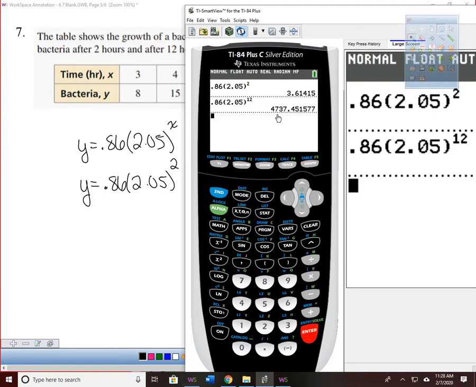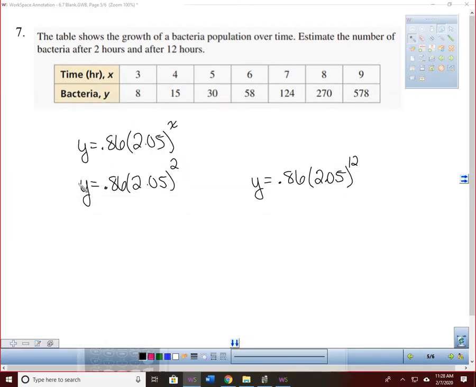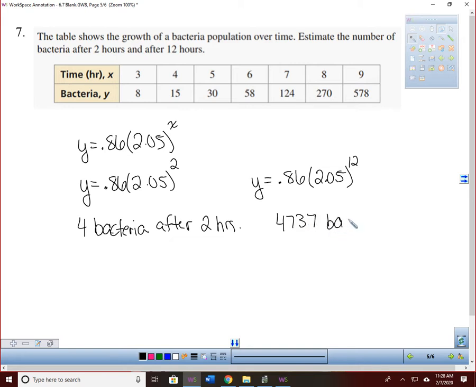So after 12 hours, we're at about 4,737. So a lot more bacteria after 12 hours. So 4 bacteria after 2 hours, and 4,737 bacteria after 12 hours.